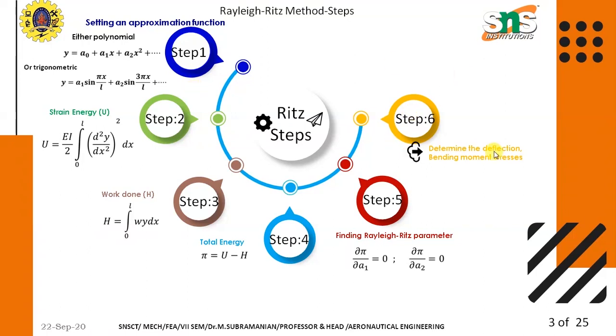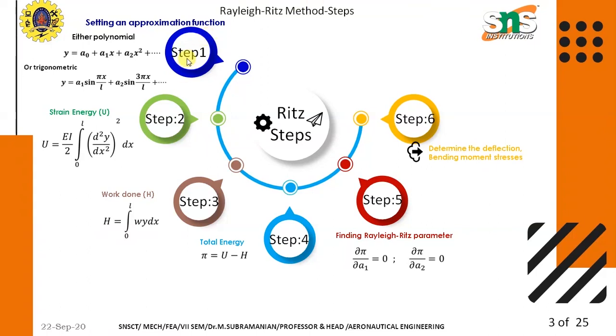The last step is, after determining the Rayleigh Ritz parameters a1 and a2, we have to determine the deflection, and the bending moment and stress we can calculate. This is the Rayleigh Ritz method.